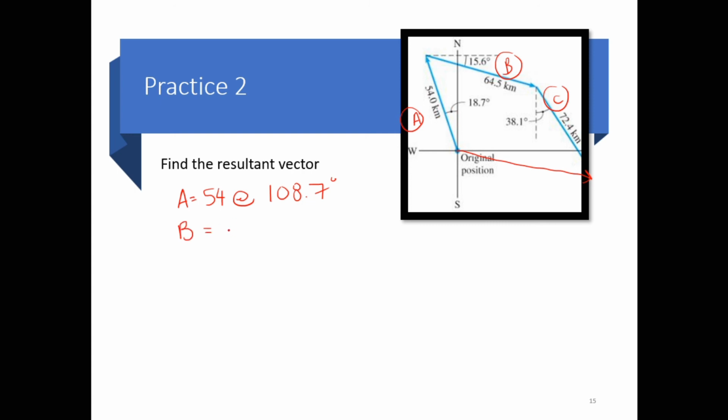B. The value is right, 64.5, but it is not at 15.6. In fact, if you look at B, it should be starting here and going all the way around like that. So B is actually at 360 degrees subtract 15.6, so it's going to be at 344.4 degrees. And C, the magnitude is the same, 72.4. They're giving us 31.8. And in this case, I don't usually like you to mess around with the 270s and 90s, but this is for counting purposes. 270 plus another 38.1 should give you 308.1 degrees.